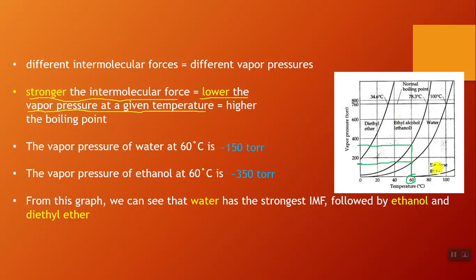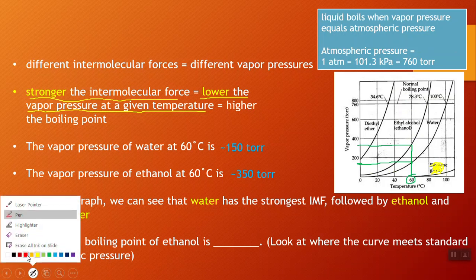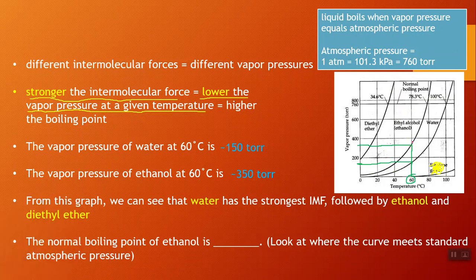Because by the time we get up to this graph, that curve will be all the way up here, okay? The normal boiling point of ethanol is, so for this one, again, the normal boiling point we're going to get when the standard atmospheric pressure hits the vapor pressure curve, okay? So for this one, we're focusing on ethanol. And the standard atmospheric pressure is given to you here, and this is in torr, all right? So we're looking at 760 torr.